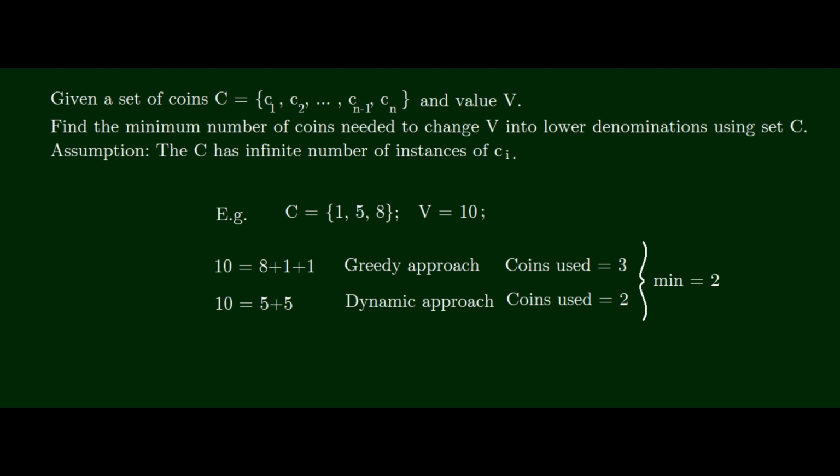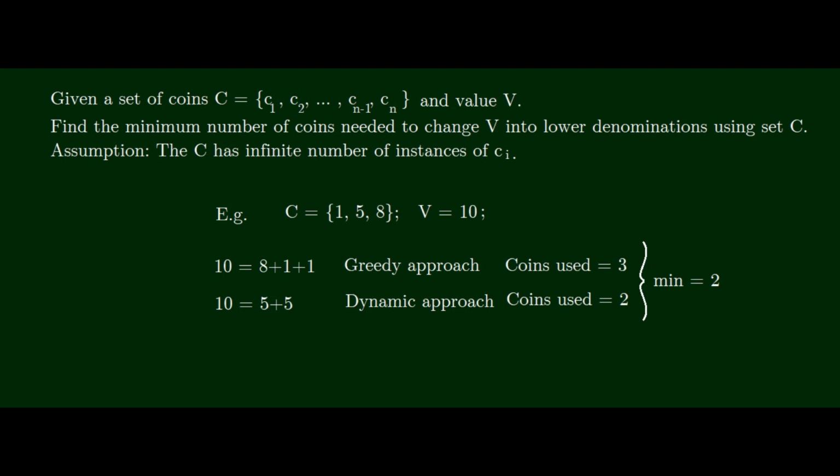Let's take an example. Suppose C has 3 elements: 1, 5, 8, and the value V is 10. 10 can be written as 8 plus 1 plus 1. So it's a greedy approach, right? We take the higher denomination first and the lower denomination at the last priority. The number of coins used here is 8 plus 1 plus 1, which is 3 coins. But if you write 10 as 5 plus 5, it gives you the intuition that we can use even 2 coins, right?